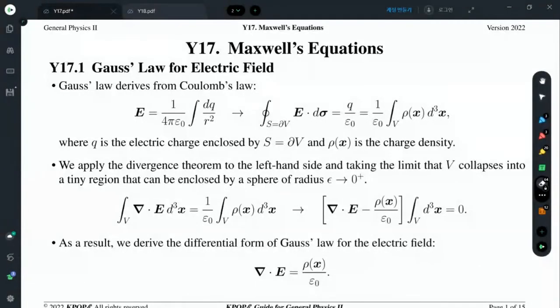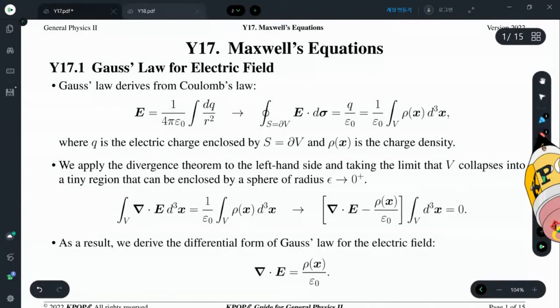Y17, Maxwell's equations. Let us first consider two Gauss laws.